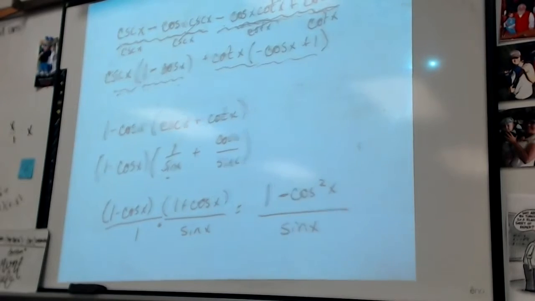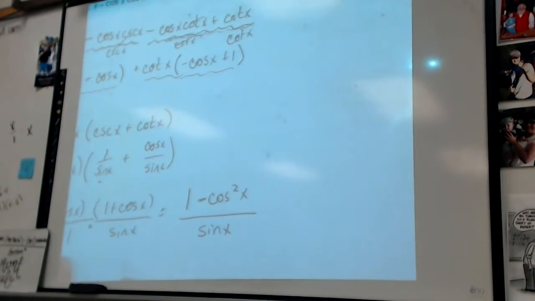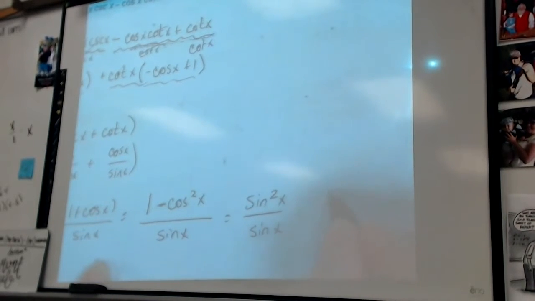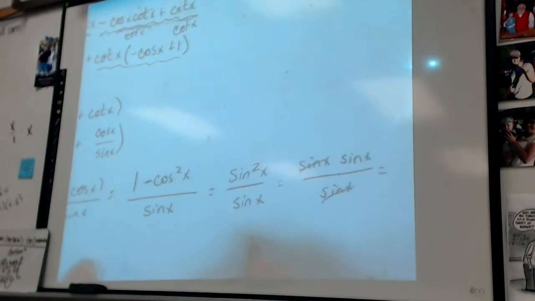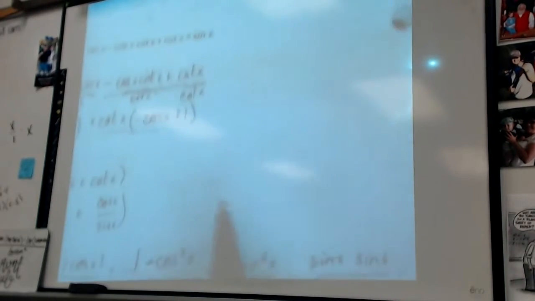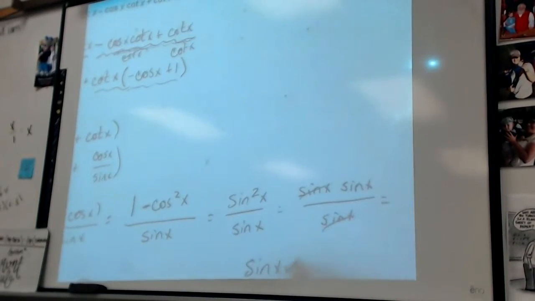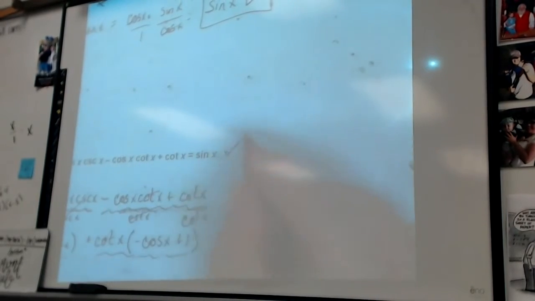And I bet 1 minus cosine squared is an identity. Good. Sine squared. And if you need to write it separately so you can see what you're canceling out, you can, but you don't have to. Because sine squared x is the same thing as sine x times sine x. So you'd have one sine x cancel out, and what do you have left? Which is what we were looking for.